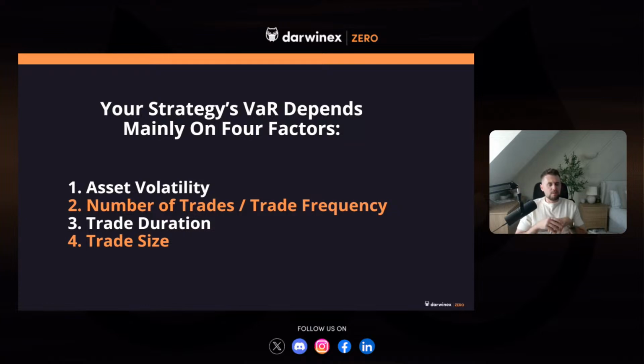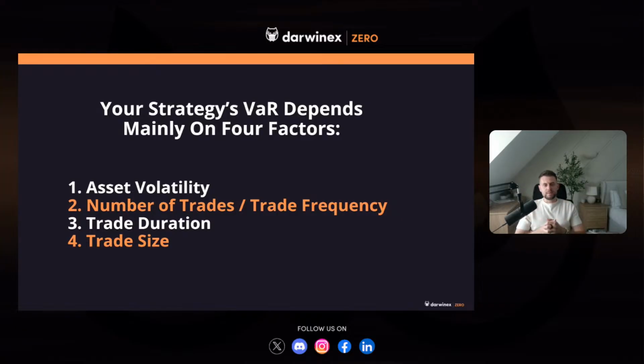Now, your value at risk depends mainly on 4 factors. However, I do split these out into 2 different factors because I think you can't categorize them the same. The first one are strategy-specific factors, which is 1, 2, and 3. So you have asset volatility. Of course, every asset that you trade has a different level of volatility. Number 2, how many trades you take. And number 3, how long you sit in trades.